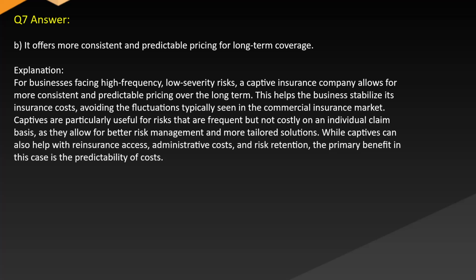Answer. B. It offers more consistent and predictable pricing for long-term coverage. Explanation. For businesses facing high-frequency, low-severity risks, a captive insurance company allows for more consistent and predictable pricing over the long term. This helps the business stabilize its insurance costs, avoiding the fluctuations typically seen in the commercial insurance market. Captives are particularly useful for risks that are frequent but not costly on an individual claim basis, as they allow for better risk management and more tailored solutions. While captives can also help with reinsurance access, administrative costs, and risk retention, the primary benefit in this case is the predictability of costs.